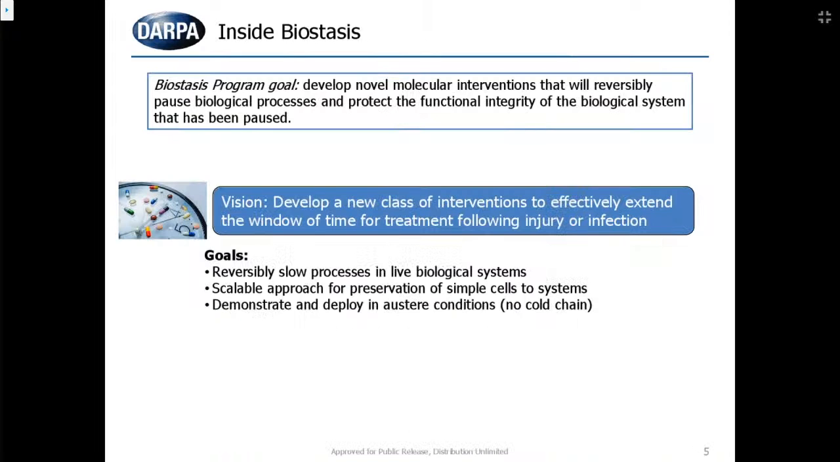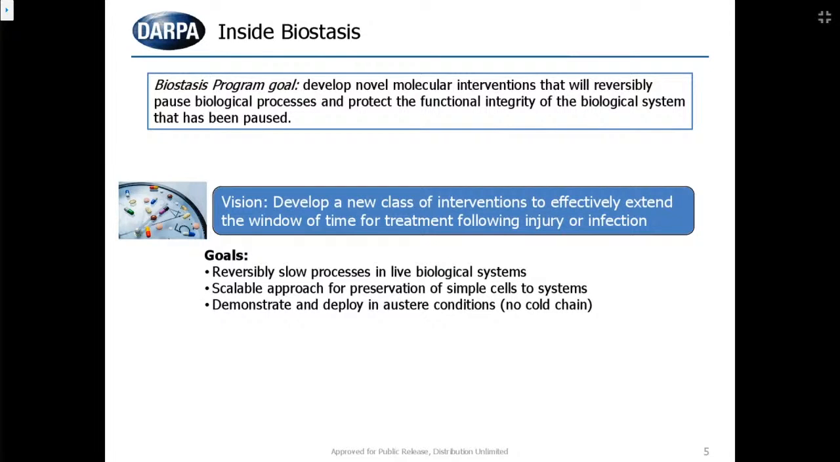So, to that end, in the Biostasis program, we are tasked with developing novel chemical interventions that can reversibly slow or pause biological processes and systems while preserving functional capacity. Taken together, we are seeking to develop new classes of therapeutics operating according to a novel therapeutic mechanism in order to lengthen the duration following damage or stress where recovery after intervention is possible, literally trying to slow life in order to save life.